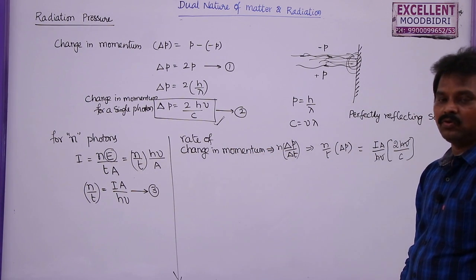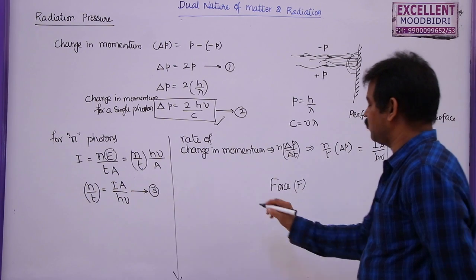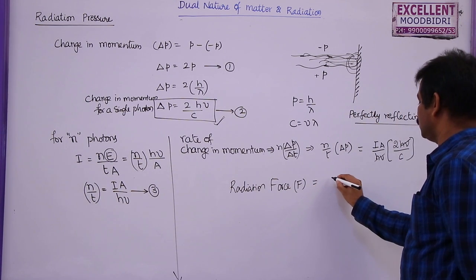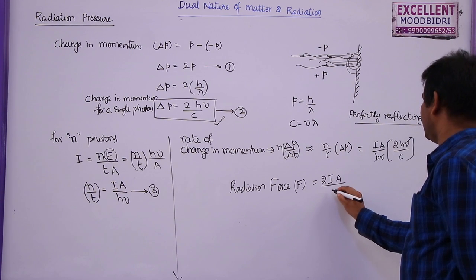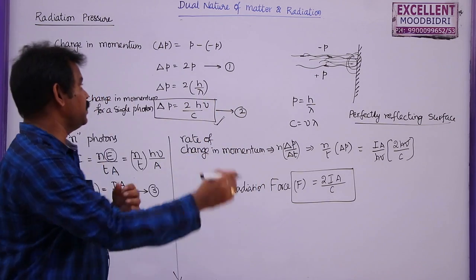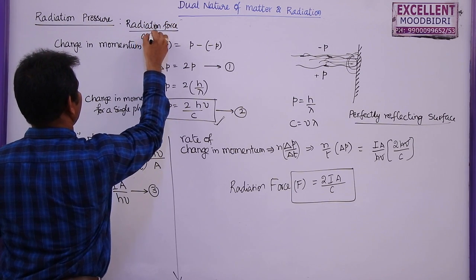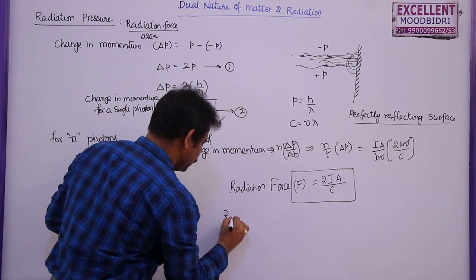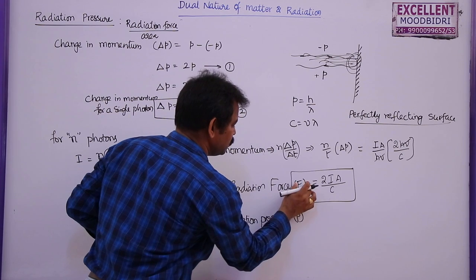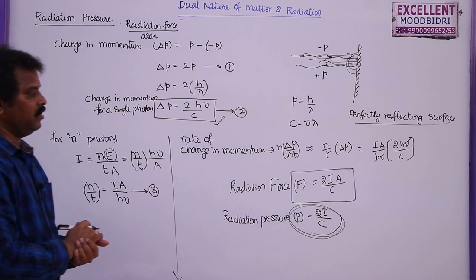So the rate of change in momentum, according to Newton's second law, is nothing but the force acting on it. This force is called the radiation force. The radiation force acting on this perfectly reflecting surface is given by F equals 2Ia by c. But we are talking about radiation pressure. We know that pressure is force by area. Radiation pressure is nothing but the radiation force acting on unit area of that surface. So the radiation pressure P is this force by area, which equals 2I by c.